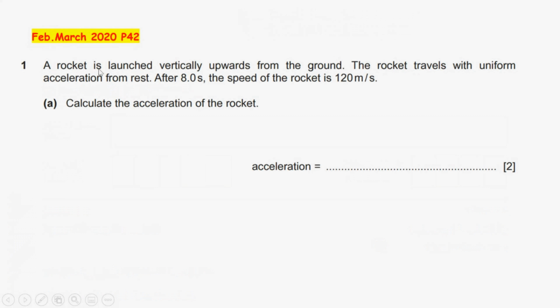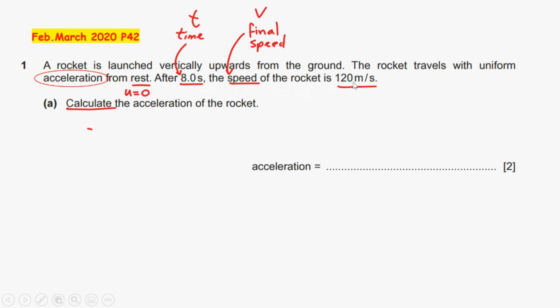Question 1. A rocket is launched vertically upwards from the ground. The rocket travels with uniform acceleration from rest, which is the initial velocity of 0, and after 8 seconds, which is the time taken, the speed, which is the final speed of the rocket, is 120 meters per second.